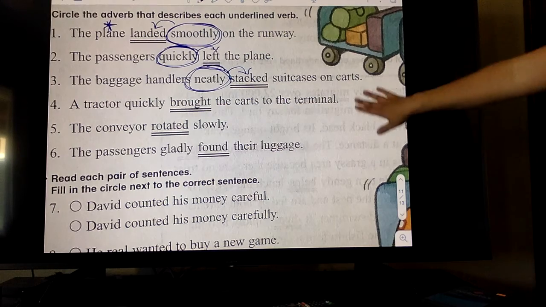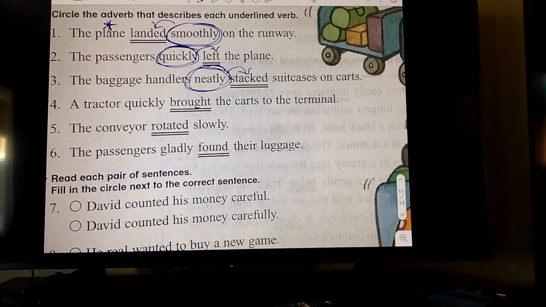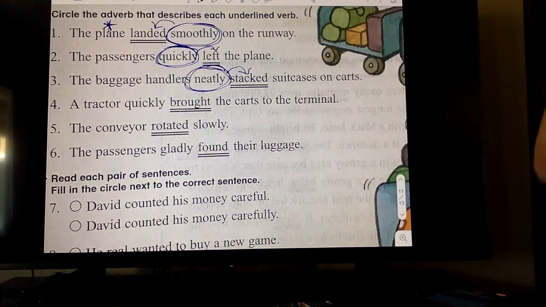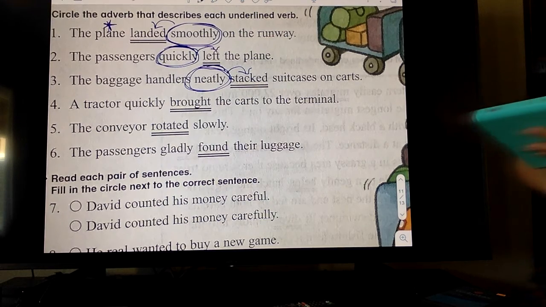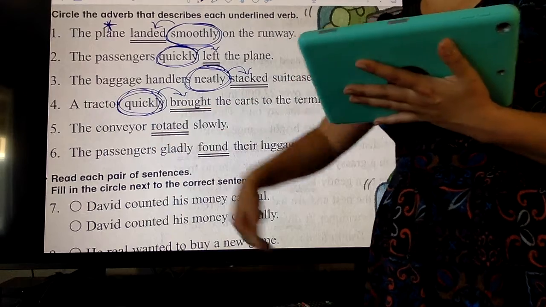Okay, let's go to number 4. A tractor quickly brought the carts to the terminal. Okay, brought is my action. How did they bring, or how were the carts brought to the terminal? They were brought quickly. Excellent. Everyone circle quickly. Quickly is describing how they were brought. They could have been brought slowly.